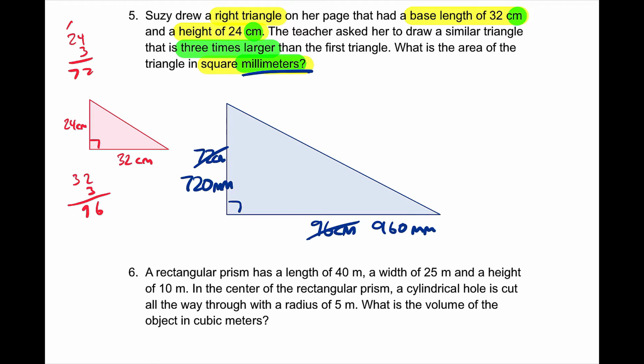We're trying to calculate the area. So the first thing you need to know is what is the formula for the area of a triangle. Well, area equals base times height divided by 2. So the area is going to be base 960 times the height 720, and then I'll divide that by 2.